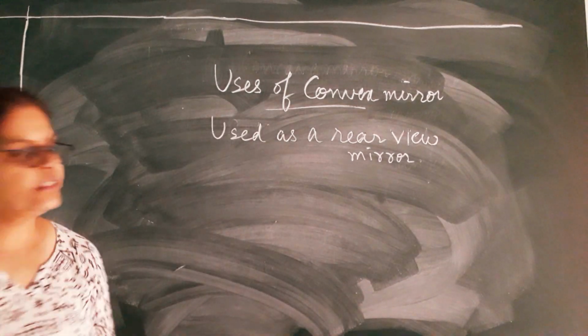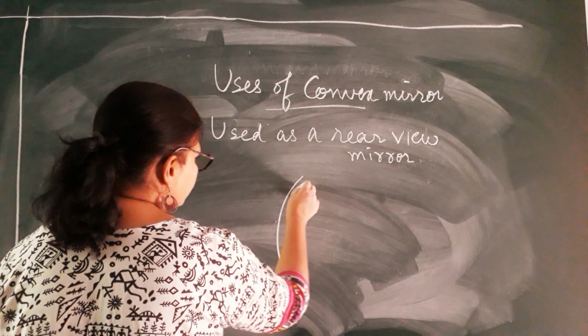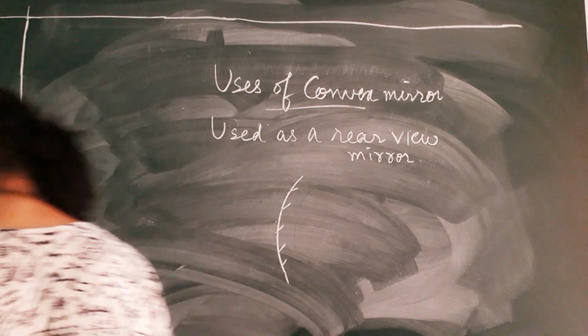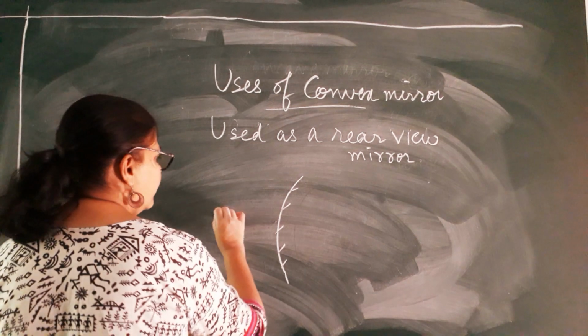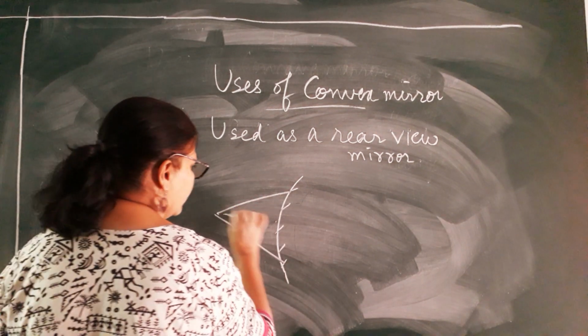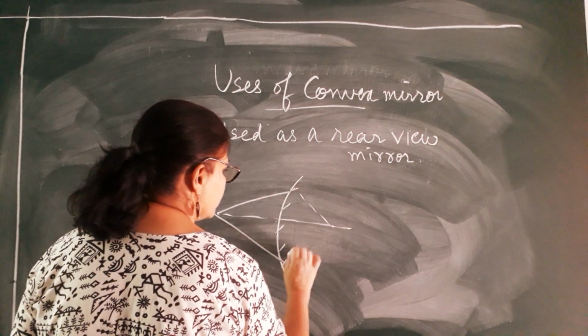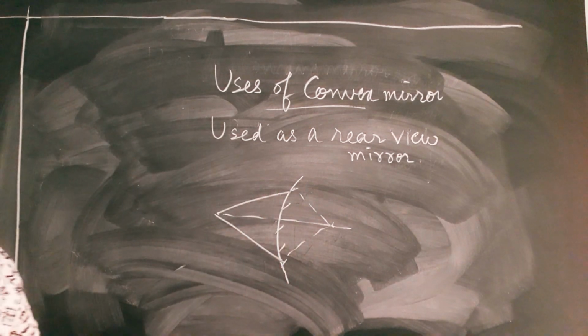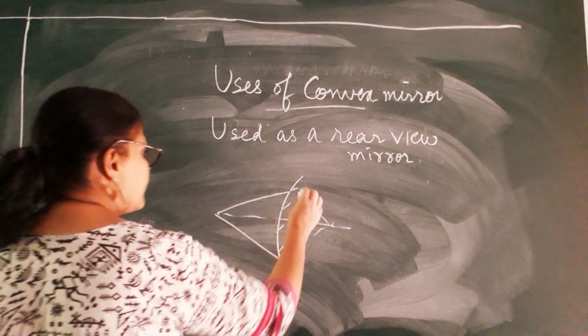Okay. So I will just support it with the diagram. This is the convex mirror. Okay. And here the rays of light appear to meet and diverge.